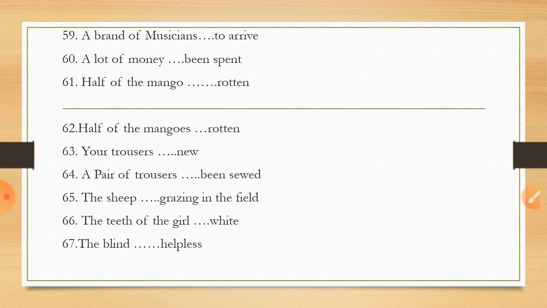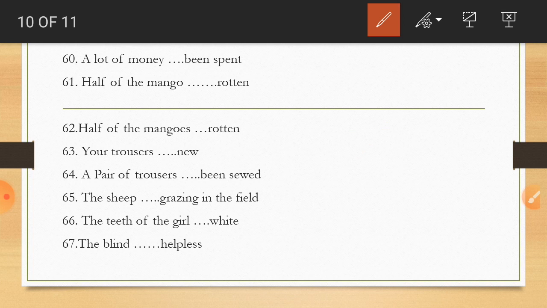Next, half of the mango is rotten, whereas half of the mangoes are rotten. Why? In this case, we are using the verb according to the noun after "half." So make sure that you use the verb accordingly. Next, 63rd, your trousers are new, whereas a pair of trousers has been saved. Okay, because "a pair" shows singular.